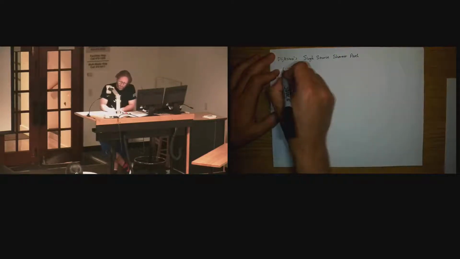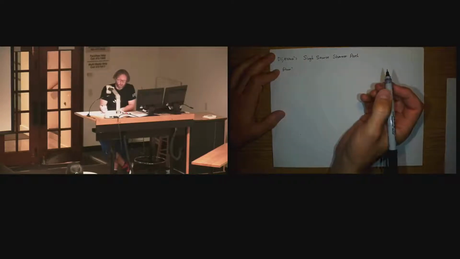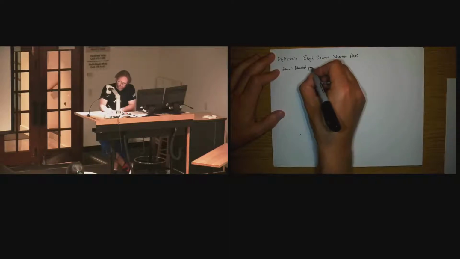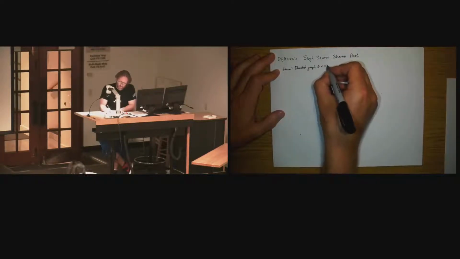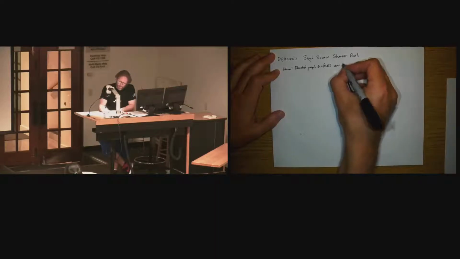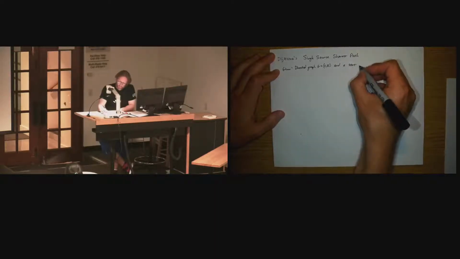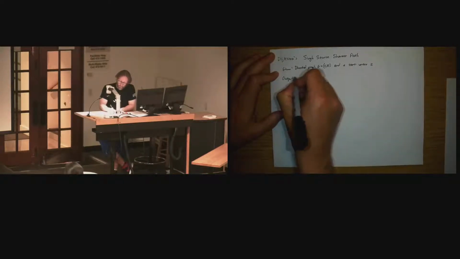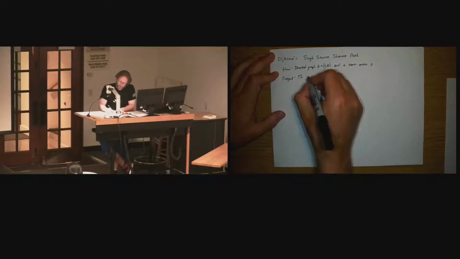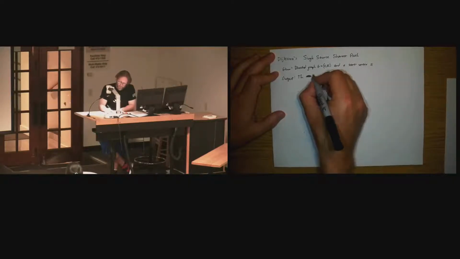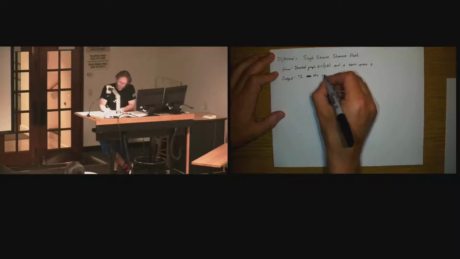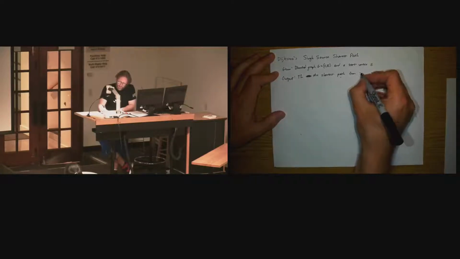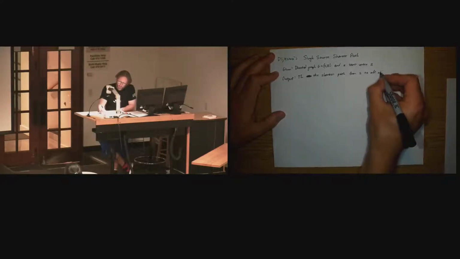In other words, given, again, undirected or directed, we'll go with a directed graph, G equals V comma E, and a start vertex S, we will output the shortest path from S to all other vertices.